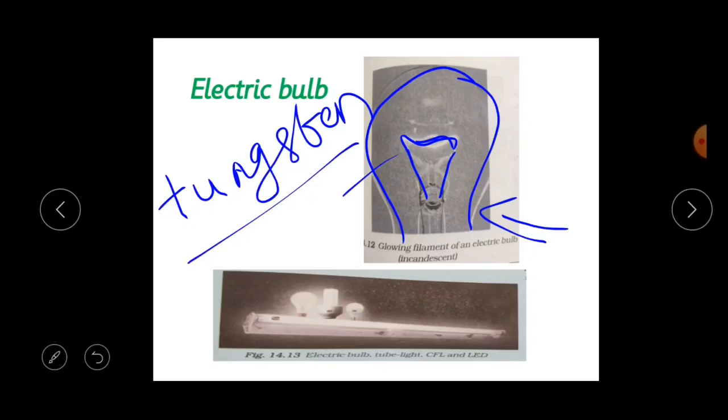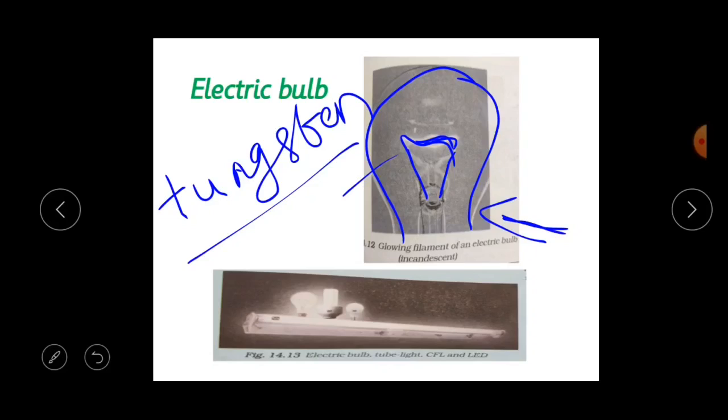When the circuit is turned on, the filament offers a high resistance to the current flowing through it. So during this process, what will happen? Electric energy is converted to heat energy, making the filament glow. It will glow, isn't it? So here the electric energy is converting into what? Heat energy. So this is how, when the bulb is switched on, it becomes hot and emits light.